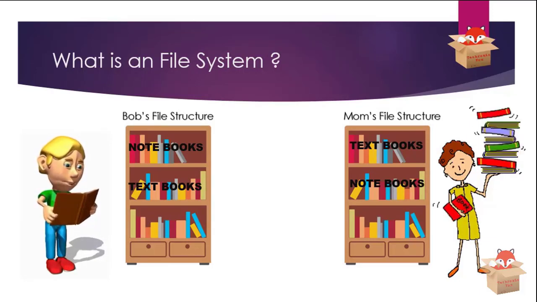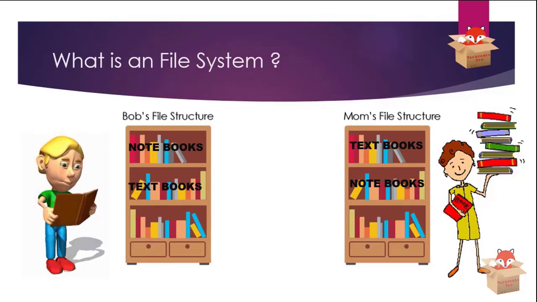So there's some sort of contradiction which can lead to a different structure, right? So Bob's file structure is a different one and the mom's file structure is also a totally different one. These file structures are called a file system.